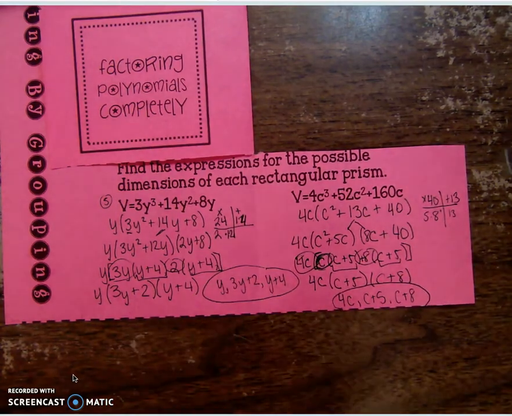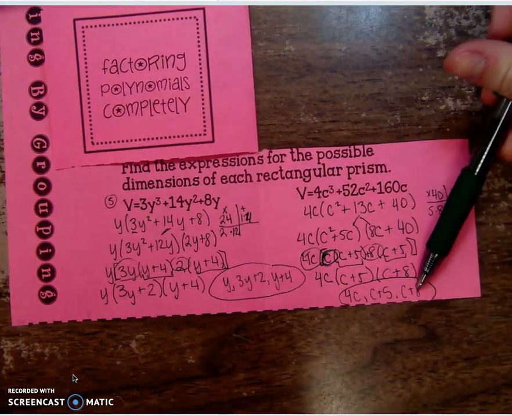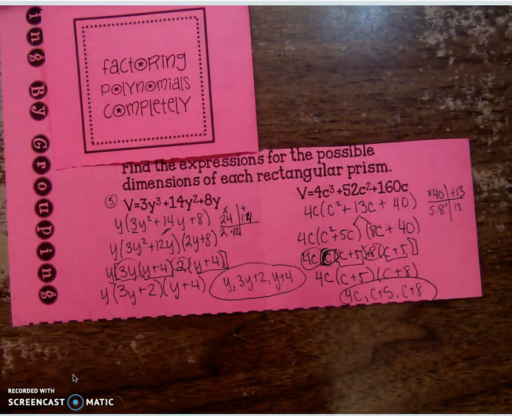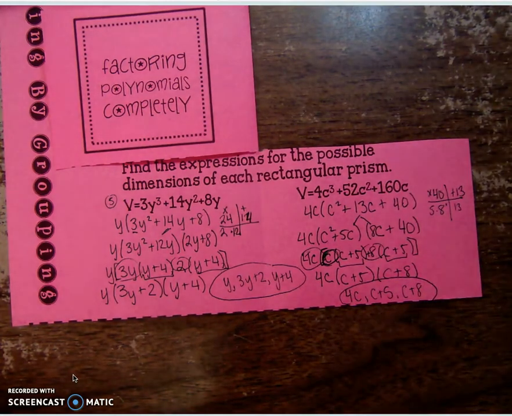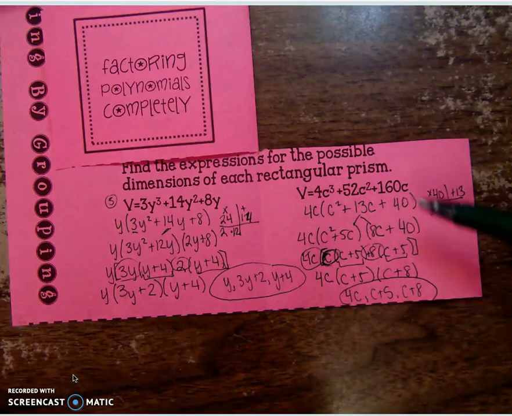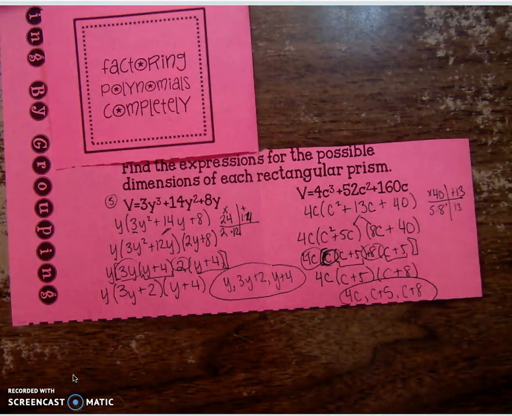If I knew what c was, I could tell what the dimensions of the rectangular prism are based on factoring that expression.